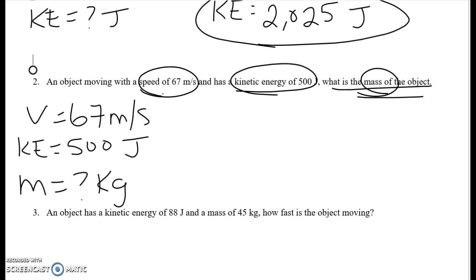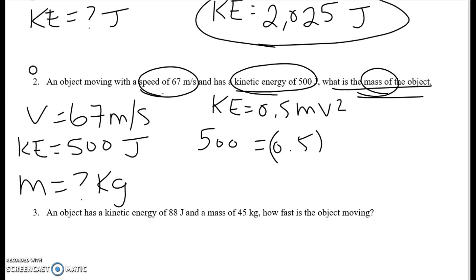So what I'm going to do is the same thing. I'm going to write down my equation for kinetic energy. I'm going to write down 1/2 is 0.5. It's just easier to plug into the calculator that way. I'm going to plug in my kinetic energy, 500 joules, equals 0.5. My mass is my unknown, so I'm going to keep that as a variable. I'm going to drop my variable down. My velocity is 67 squared. So all I did was substitute the values that were given in the problem in for the variables in my equation.